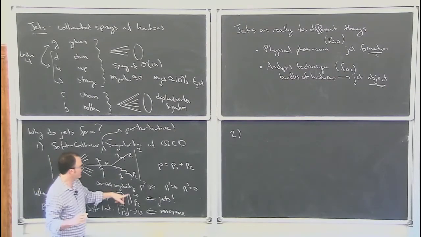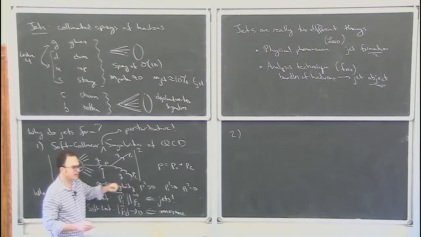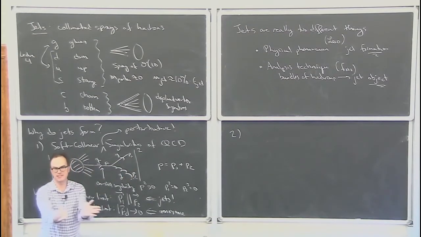So the question is, when I'm having collinear, which things are aligned? Yeah. Well, so if... Yeah. So good. In the collinear limit, P1, P2, and P, they're all in the same direction, so it doesn't matter. Yeah.